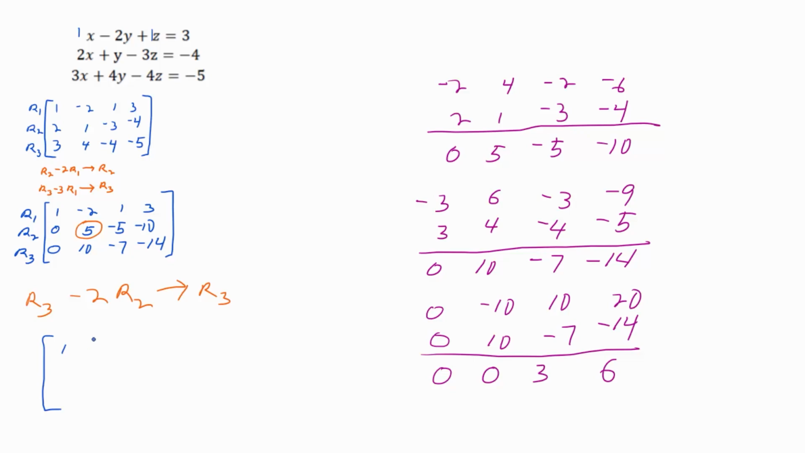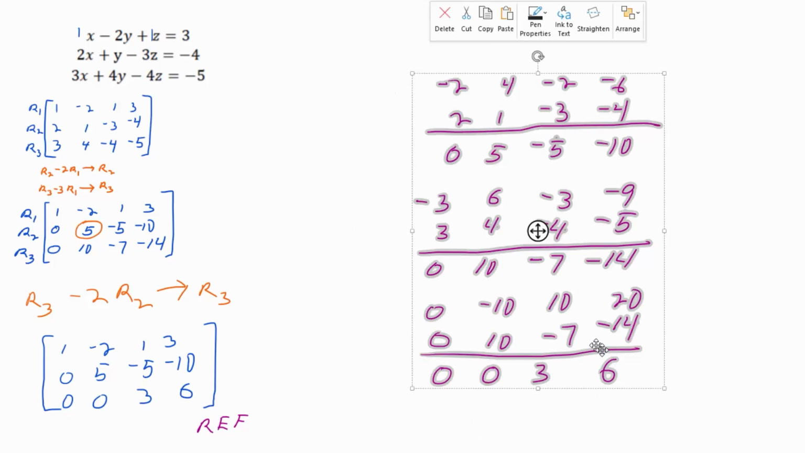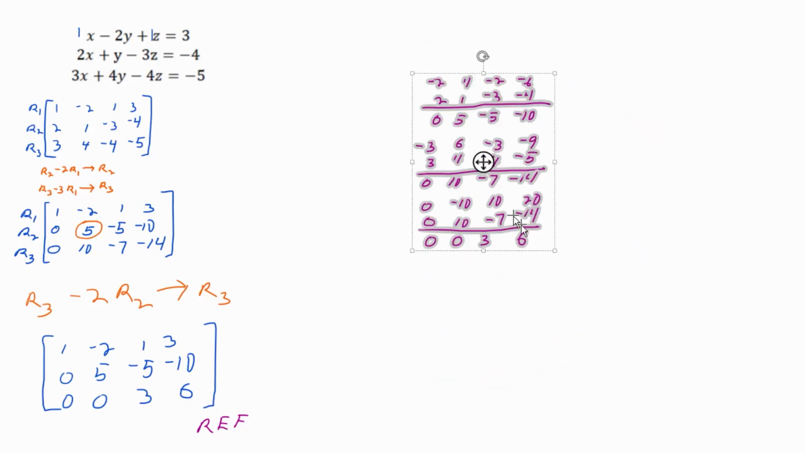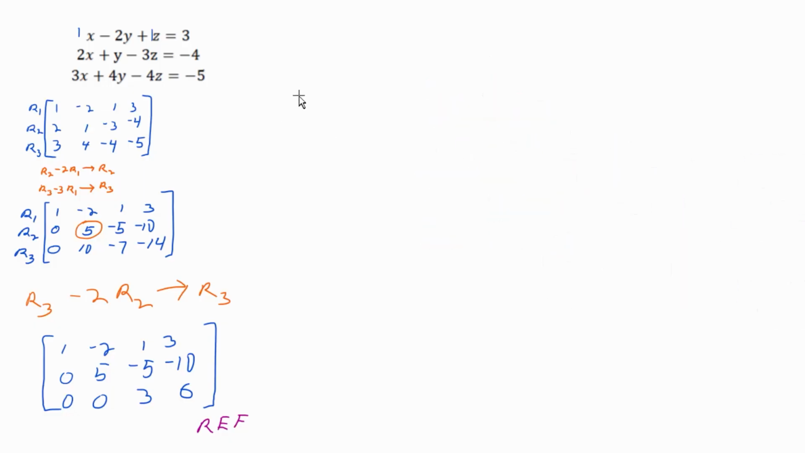Row 1 and 2 have not changed: 1, negative 2, 1, 3. 0, 5, negative 5, negative 10, and then 0, 0, 3, and 6. This is now in row echelon form. And what we can do at this point is convert it back to the related system of equations, and that new system of equations will have the same solutions as the original system.